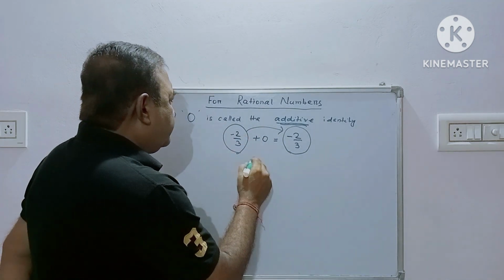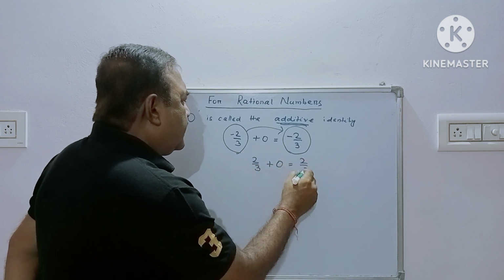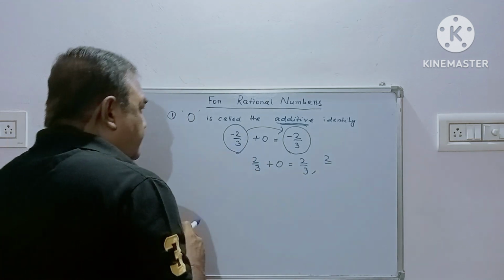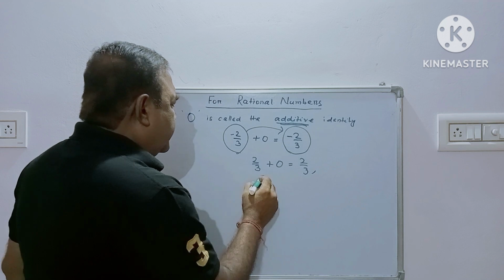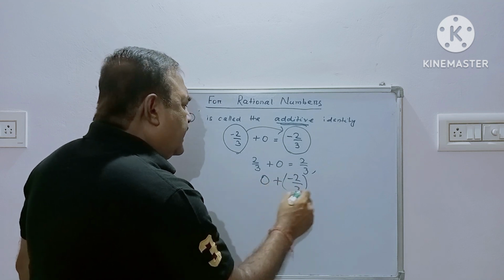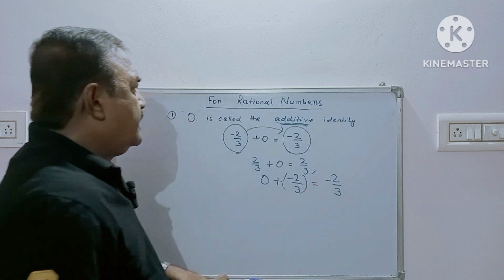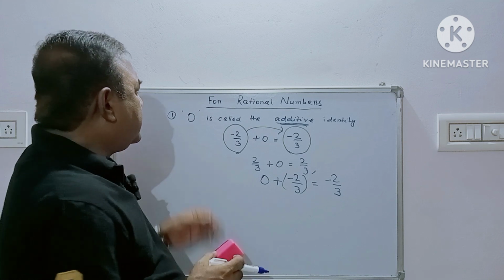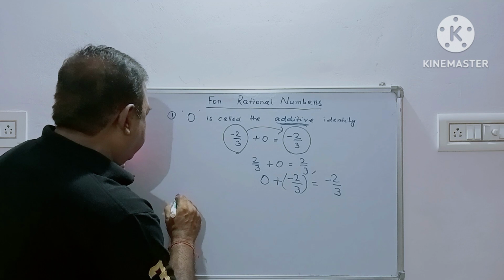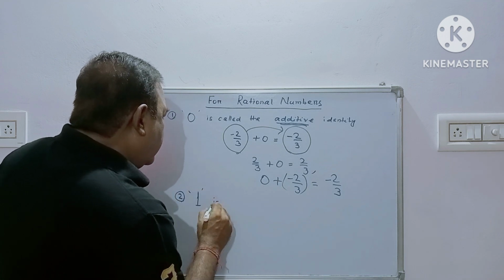You may take 2 upon 3 plus 0, that is equal to 2 upon 3. Or if you write first 0, then you add minus 2 upon 3, that doesn't matter. Again the sum is minus 2 upon 3. So there is no change in the sum, so 0 is called the additive identity. Just remember it.